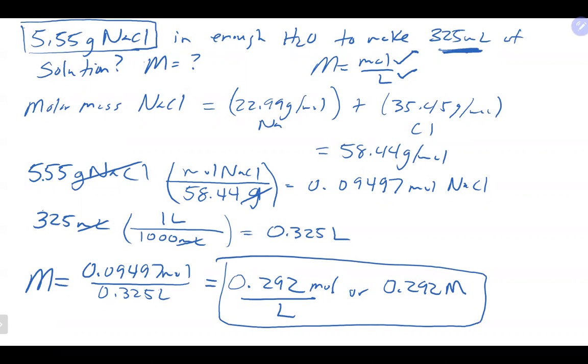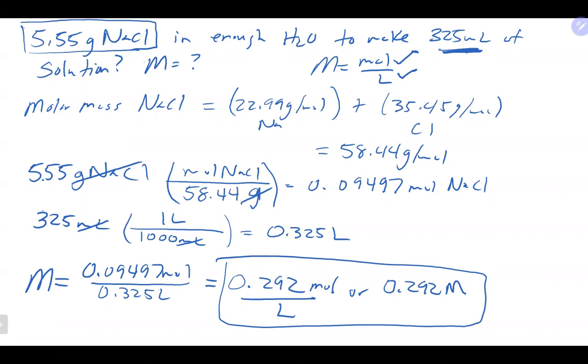So if we made the solution by dissolving that 5.55 grams of sodium chloride in enough water to make that much solution, the molarity of our solution would be basically 0.292 molar. Any questions on that calculation?